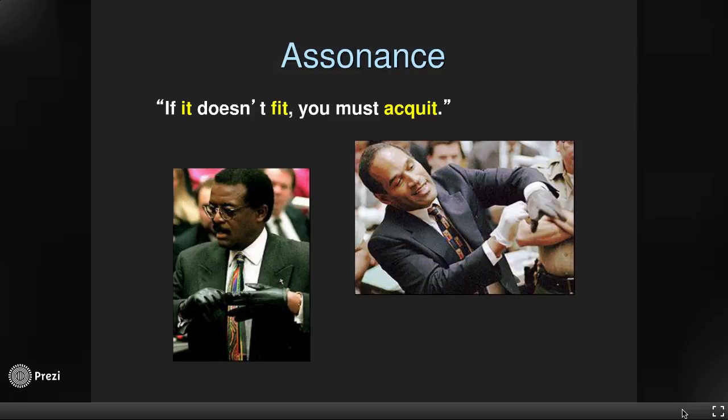O.J. Simpson trial, Johnnie Cochran's probably most famous line: if it doesn't fit, you must acquit. Again, that would be rhyming, but you're having the assonance that would be taking place there.